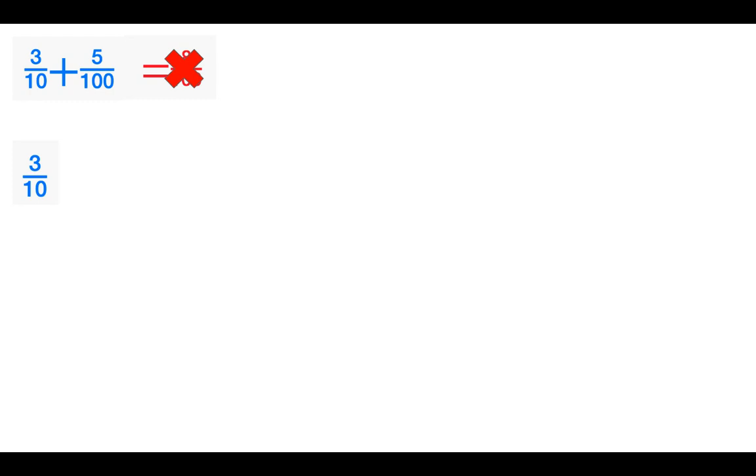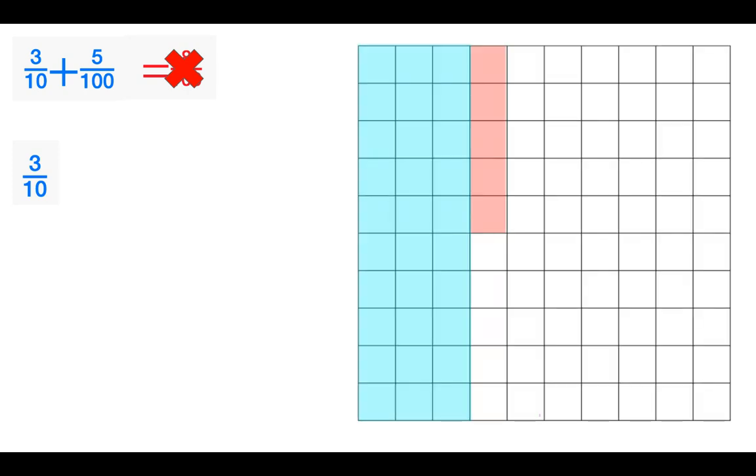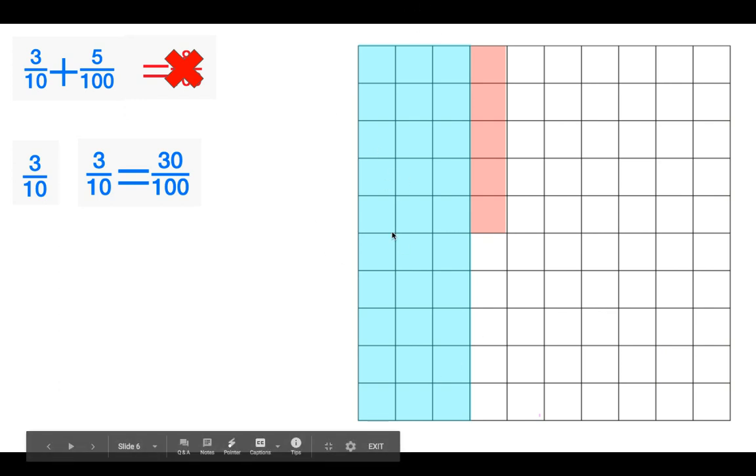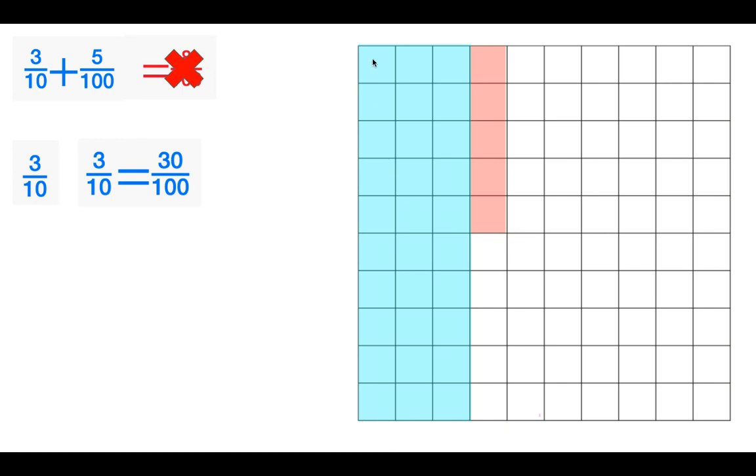For example, 3/10ths. We know how to represent 3/10ths in a different way. If you look over here, we have 3/10ths. This can be represented as 30/100ths, which is also 3/10ths, because we have 10 columns and 3 of them are shaded. So 3/10ths can be changed to 30/100ths. Now, since we have 30/100ths, that matches the 5/100ths. So I have two fractions that I now can add because they have the same denominator.